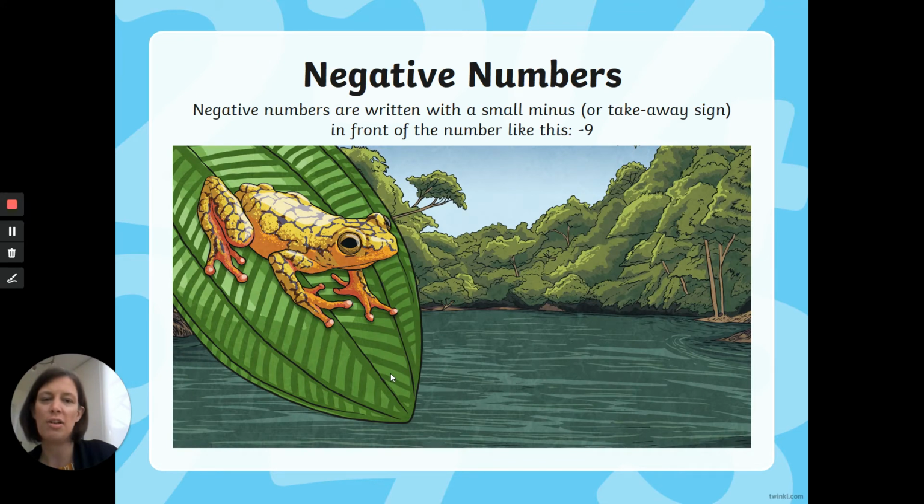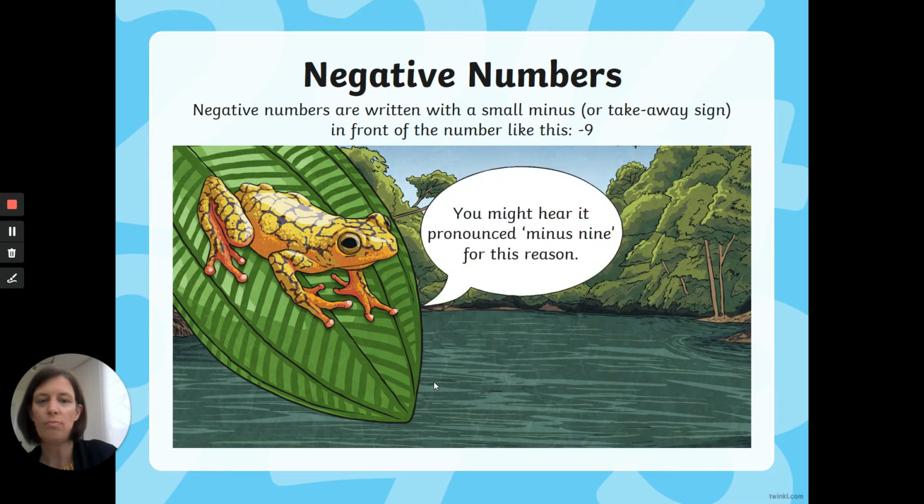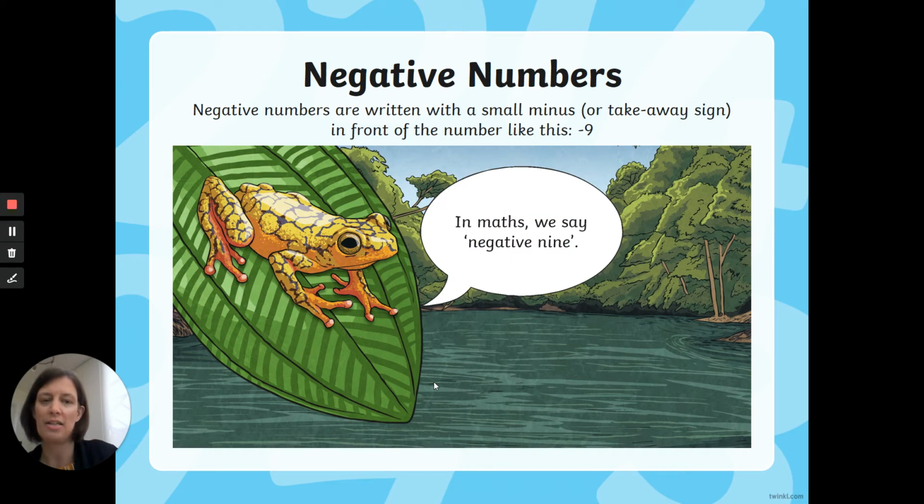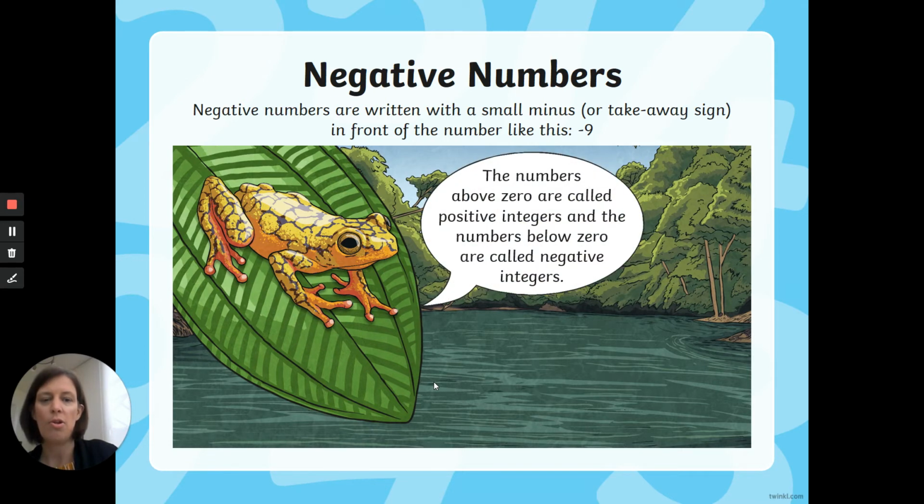Negative numbers are written with a small minus, like a takeaway sign, in front of the number, like there, look, negative 9. So a little minus sign, little takeaway sign in front of that 9 tells you it's a negative number. Sometimes people call it minus 9 for that reason, but in maths we say negative 9. We don't call it minus, we call it negative whatever the number is. The numbers above the 0 are called positive integers, and the numbers below the 0 are what we call the negative integers, the negative numbers.